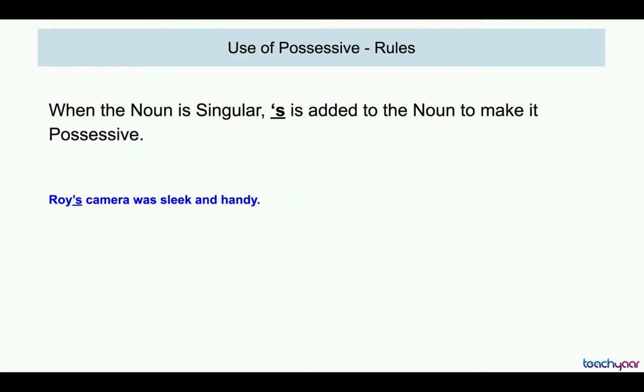So what have we done? Roy is the noun, it is a proper noun, and to show the possession, apostrophe has been given after Roy and then S. So apostrophe S. So this shows that the camera belongs to Roy. The actor's car was fabulous. Now here also, whose car? The actor's car. So actor is the noun and then you add apostrophe and S. So it shows the possession, the actor's car.